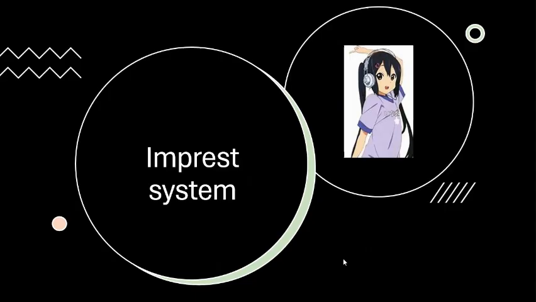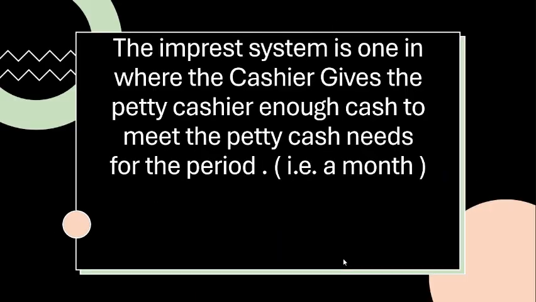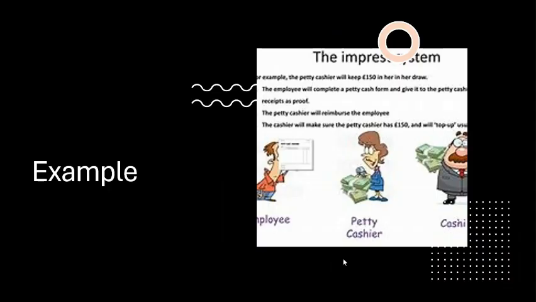Now let's look at the imprest system. The imprest system is one in which the cashier gives the petty cashier enough cash to meet the petty cash needs for the period. So an imprest system is basically a system of reimbursement of money so that the petty cashier could do their business. Let's move on. So this is an example of the imprest system.